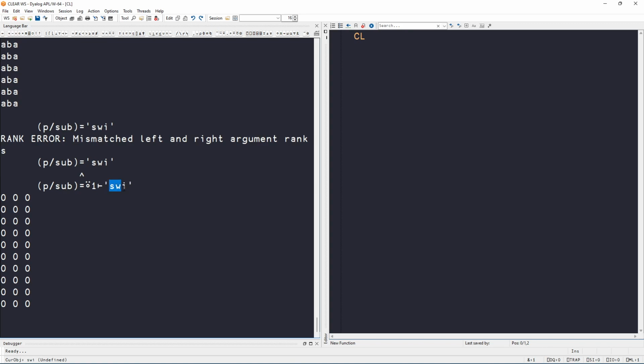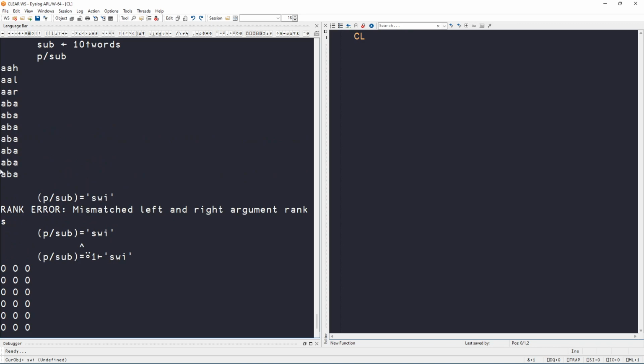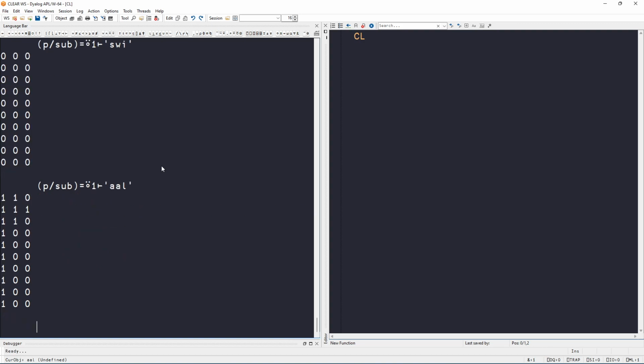So we compare the SWI with the first row, with the second row, with the third row, with the fourth row, etc. Now this is not very informative because there's no sort of match here. So let's actually compare it with, I don't know, AAL. Alright, so now we see there's a couple of matches. This is a full match and there's a couple of matches here.